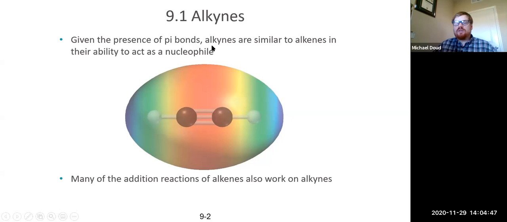Because of these pi bonds, the area between the two carbons and above and around those two carbons is highly electron dense because of all those pi electrons. So those alkynes can act as very strong, or moderately strong, I should say, nucleophiles. A lot of the reactions that we saw with alkenes, those are all addition reactions. Those are going to work again on alkynes with some tweaks to the mechanism, of course, but it gives you an idea that this pi bond system can be used as a nucleophile.